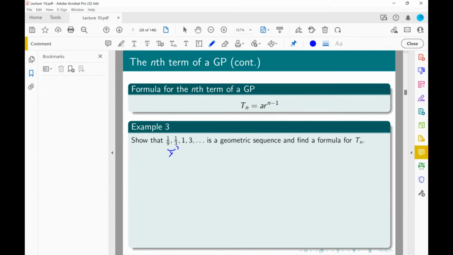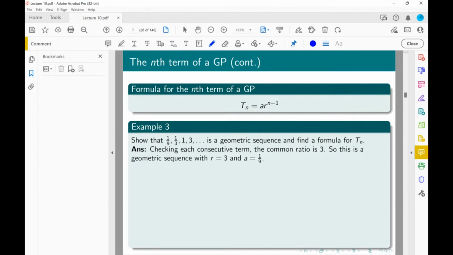One ninth times 3 is 1/3. 1/3 times 3 is 1. 1 times 3 is 3. So yes, it has a common ratio. By checking its consecutive terms, you can write the explicit fractions as previously. So it's a GP with r as 3, and the first term is a ninth.